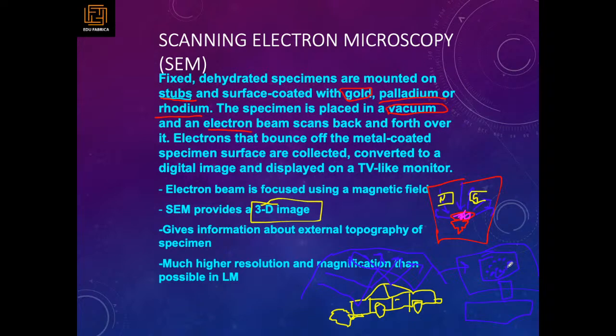So it predicts around 99% of the right structure at the end. It gives the external topography of the specimen. Topography means you can see from the top how your structures look, and we get really high magnification. High resolutions and high magnifications than possible in light microscopy. Even though we have discussed 7 types of microscopy, this is the best one so far. Even though we have discussed that confocal is giving the best, scanning is the farthest best of that.